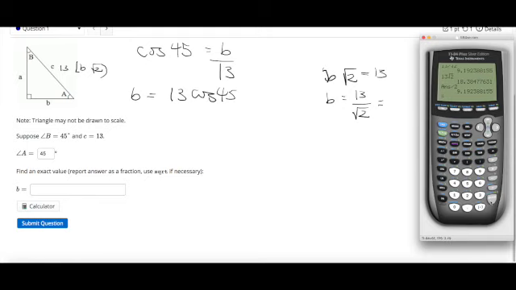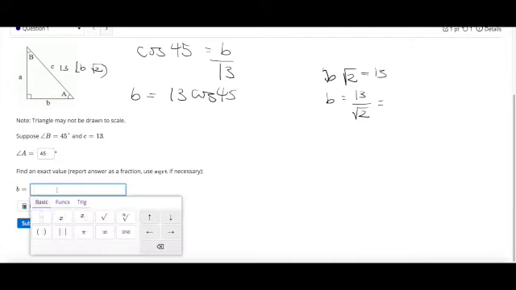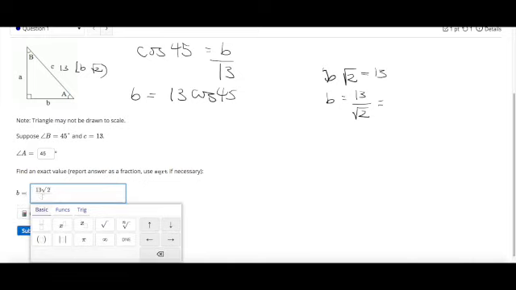But I do want to do 13 cosine of 45 to show you what's going to happen. 13 cosine of 45, and maybe it's the most straightforward way this time around. You get the exact same thing, 9.19. But they do want 13 radical 2 over 2, I guess. Let me see. Cosine B, yeah, okay. Well, I'm going to do 13 radical 2 over 2. 13 square root of 2 divided by 2.